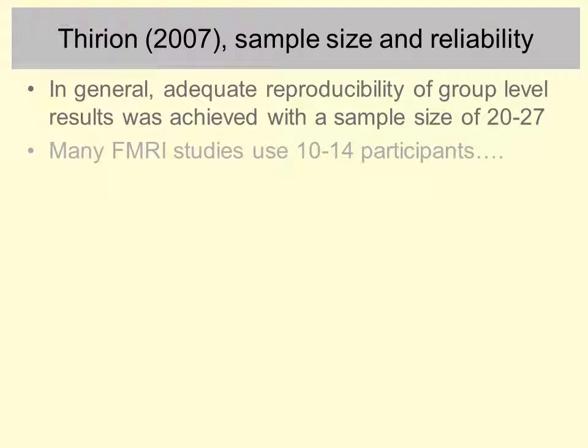Now, the biggest question of all perhaps was how big does the sample size need to be for a neuroimaging experiment in order to get a result that another group of researchers should be able to replicate. And that number they estimate is somewhere between 20 and 27. You know, it's a sobering thought that many fMRI studies are using between 10 and 14 participants.